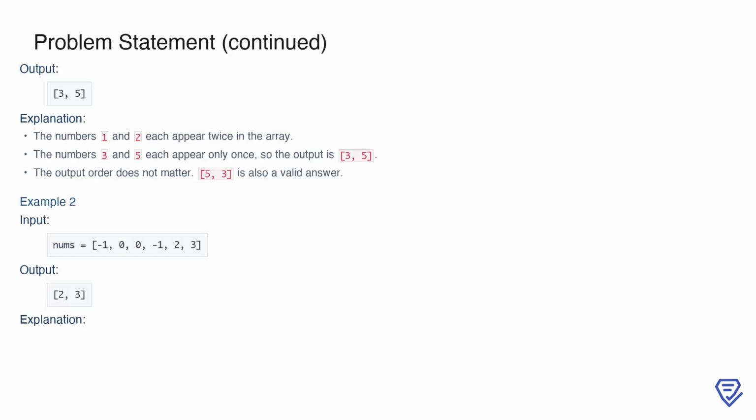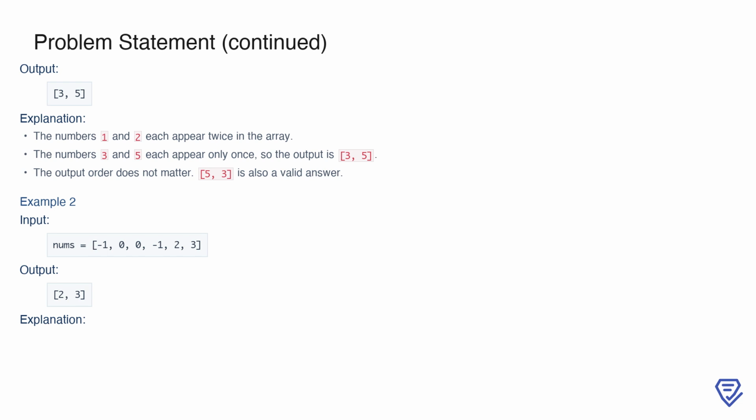In the first example, the input array is nums equals 1, 2, 1, 3, 2, 5. Here, the numbers 1 and 2 each occur twice, while 3 and 5 appear only once. Therefore, the output is 3, 5. Since the order of the two unique numbers doesn't matter, 5, 3 is also a valid answer.